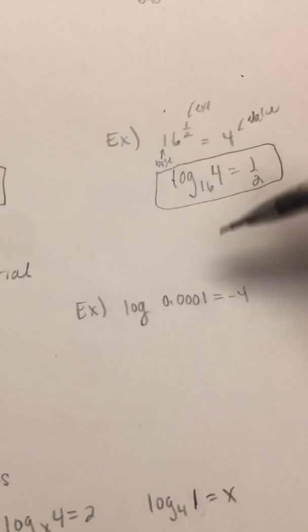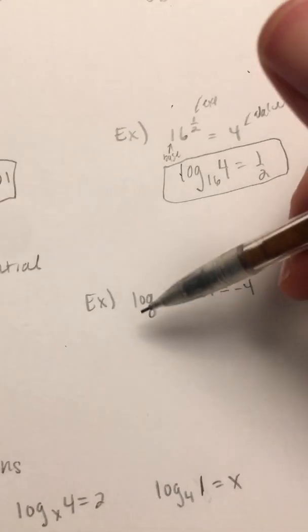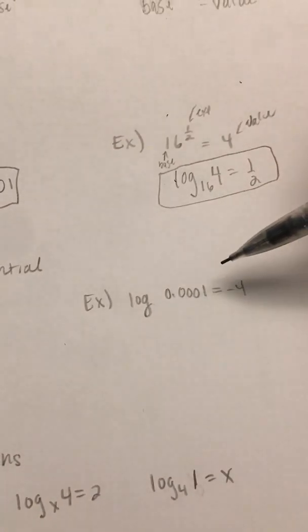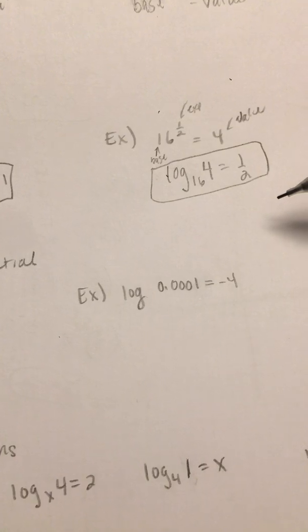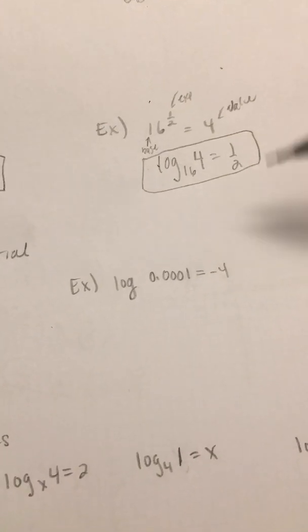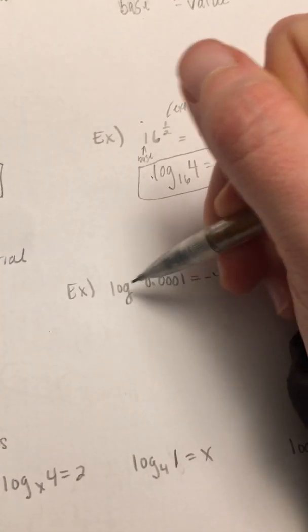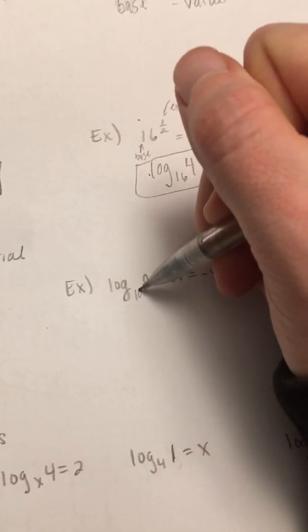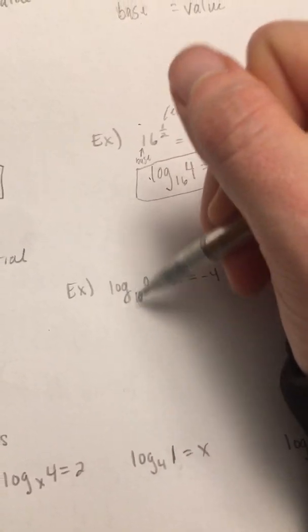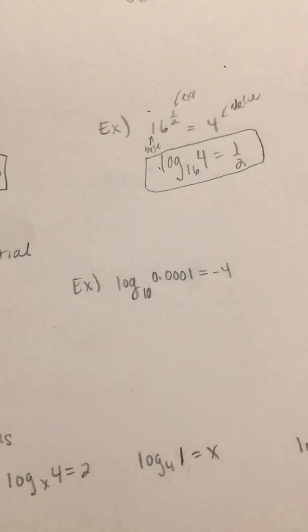Switching from log form. Now, one thing I haven't stressed is similar to square roots. A square root has an index of 2, and we just leave it off because it's most common. Logs, the common base for log is 10. So when you don't see a base, you need to know that there is a 10 there. Common base is 10. You might want to write that down.